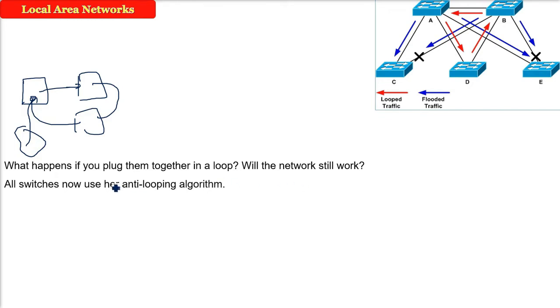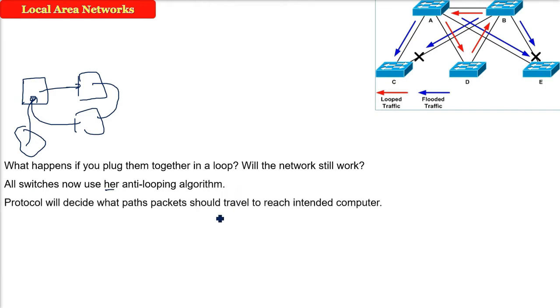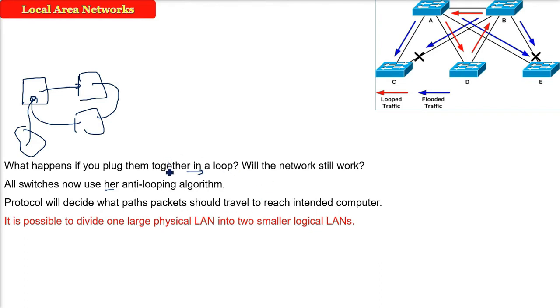All switches now have this anti-looping algorithm. I'm giving you a hint: STP. So we are using this anti-looping algorithm here. Even if you attach switches in a loop, there will be no problem. The protocol means all the rules and regulations decided on what path a packet should travel to reach the actual destination, that is, the intended computer. So it is possible to divide one large physical LAN into two smaller logical LANs.